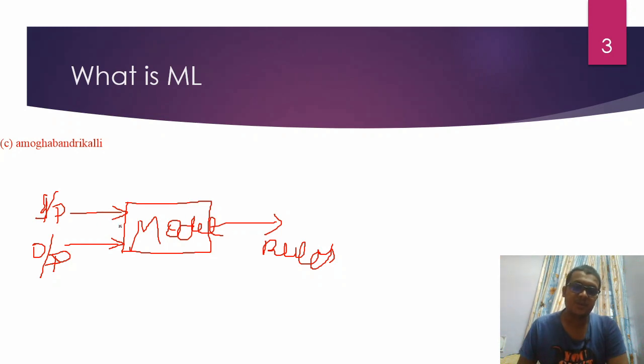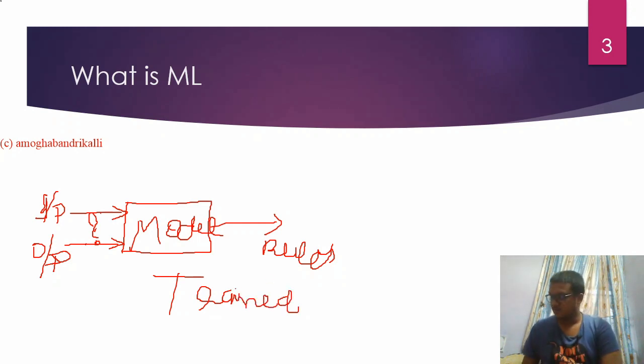How it is going to generate rules is that it is going to find the relationship between input and output. So here this will be the training process. Once the system is trained, there will be an output.